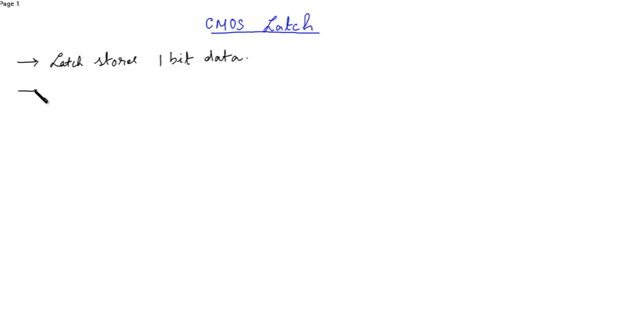In this lecture, we will learn about the CMOS D-latch. There are many methods by which we can model a latch by using NOR gates. So we need to understand what is the function of a latch.